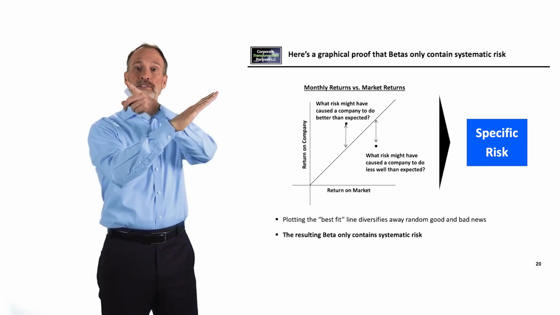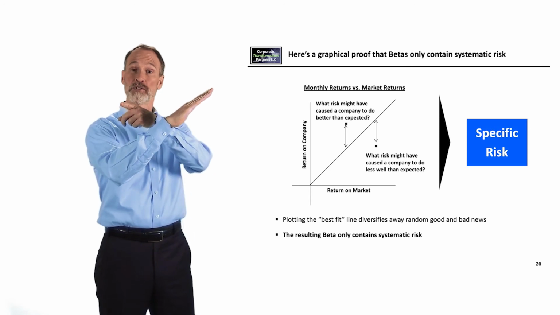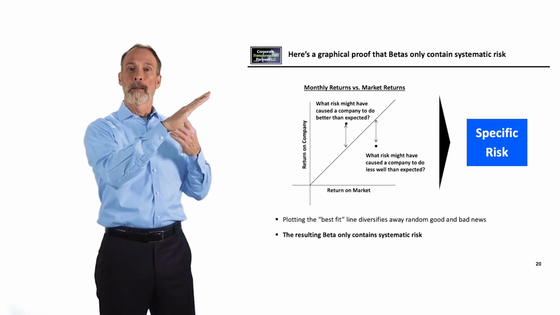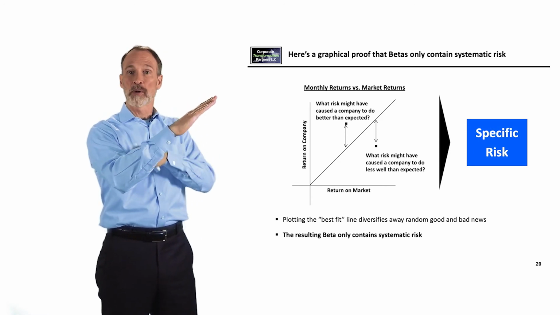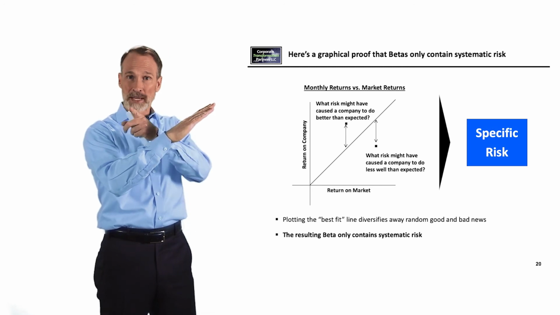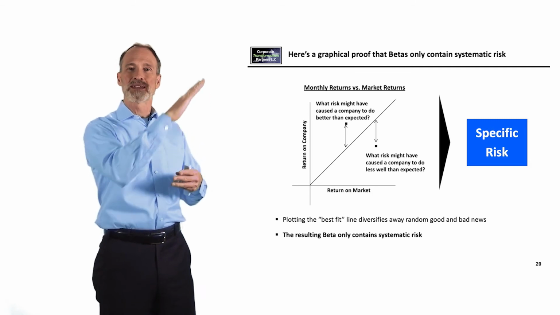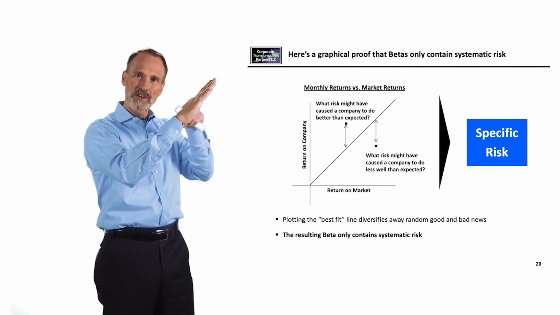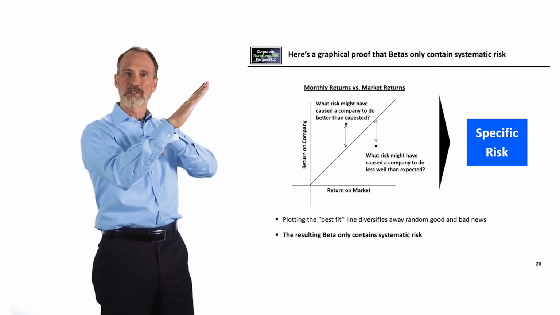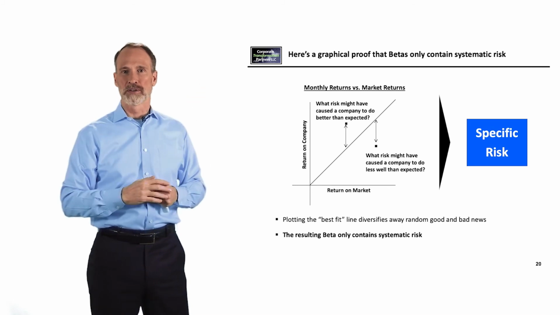Similarly, let's take a positive example. Let's say the market didn't do particularly well in 1 month, but the company did quite well. What could have happened there? Again, maybe that specific company could have come up with a new product, or something good happened to them that would impact just that company, but not impact the entire market. So do you see that the very process of plotting the best fit line through all of those points naturally diversifies away the specific risk so that all you get in a beta is systematic risk?